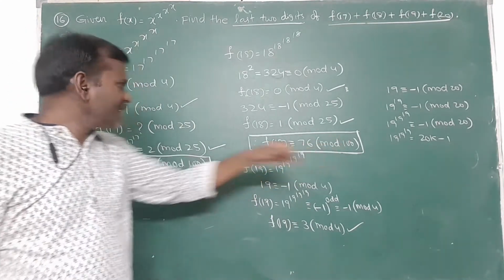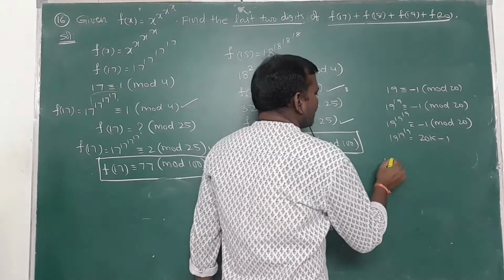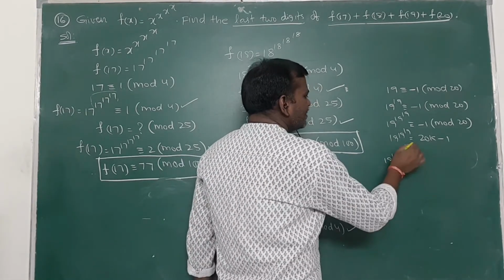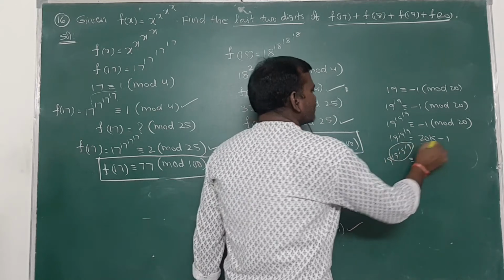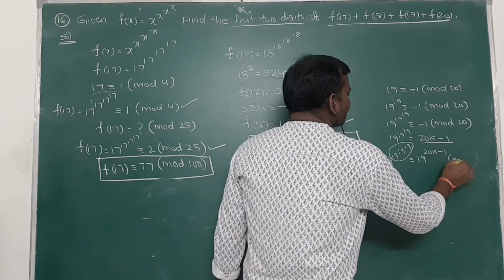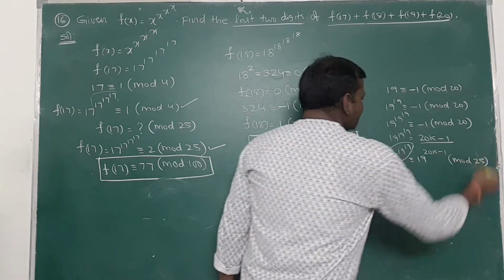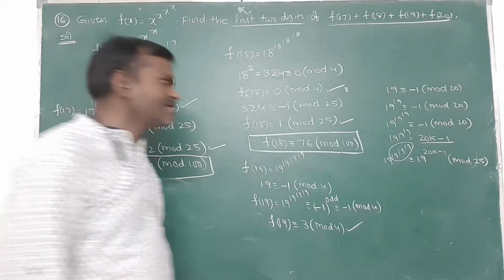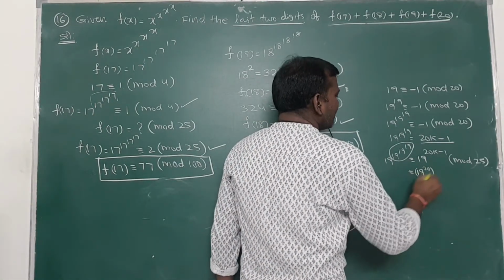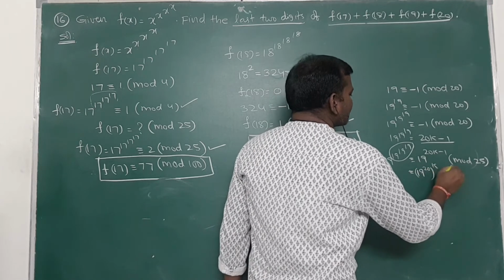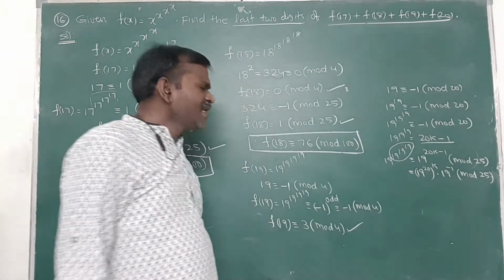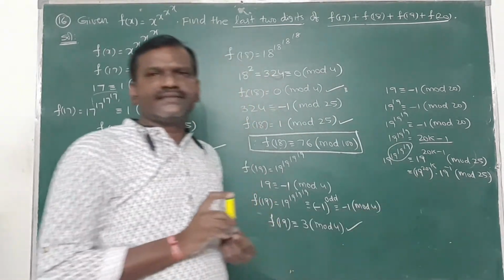So I am substituting that value here. I want 19 power 19 when divided by 25. So up to here I can substitute 20k minus 1. That means 19 power 20k minus 1 mod 25, that value I want. So 19 power 20k minus 1 can be written as 19 power 20 whole power k into 19 power minus 1 mod 25. 19 power 20 value I am taking here.